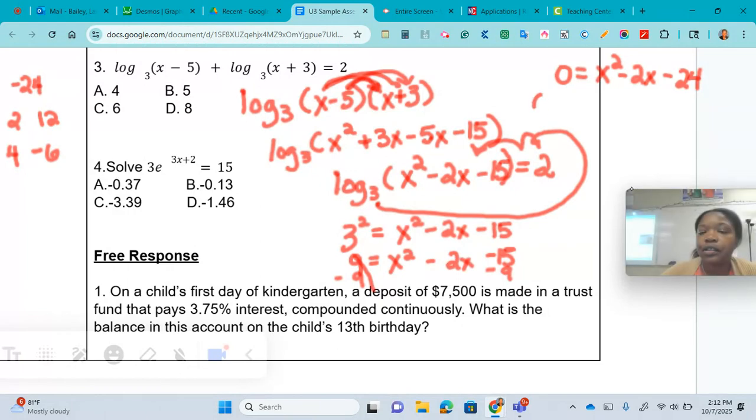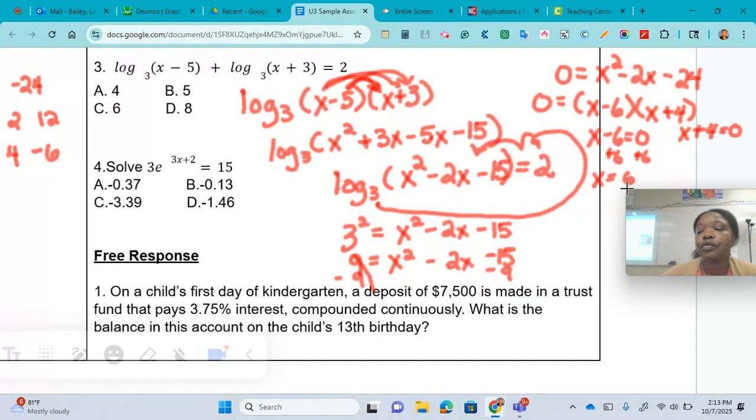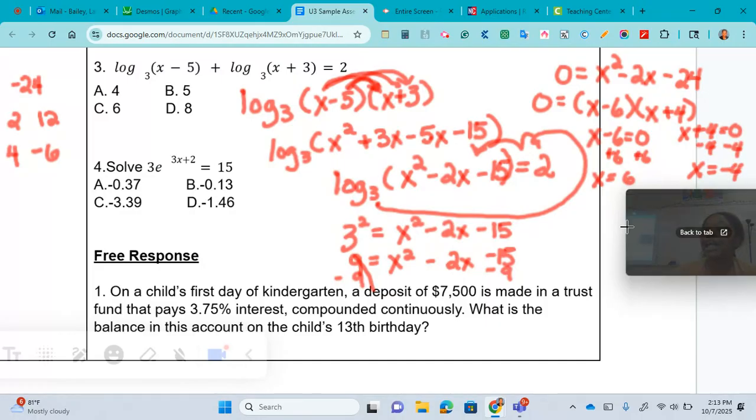So 0 equals factored: x minus 6 and x plus 4. And when we're dealing with logs, we cannot have a negative. So when we set x minus 6 equal to 0, add 6 to both sides, that gives us x equals 6. But if we set x plus 4 equal to 0, minus 4 on both sides gives us x equals negative 4. We're not able to use the negative, so our answer is 6.